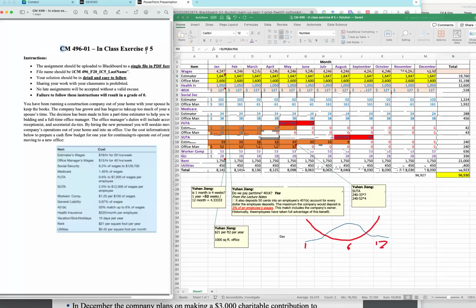workout for the in-class exercise 5. So we changed the course name to this one, but for some of you, if using the older curriculum guide for CM, you will see this one is 496 as well.